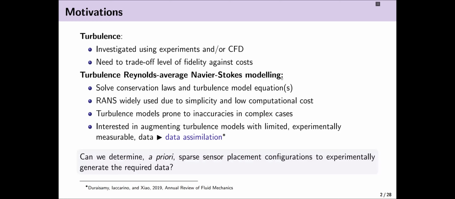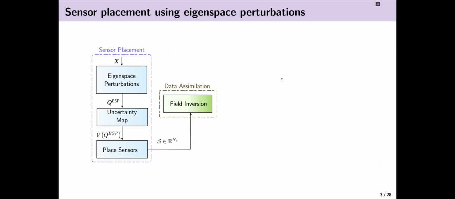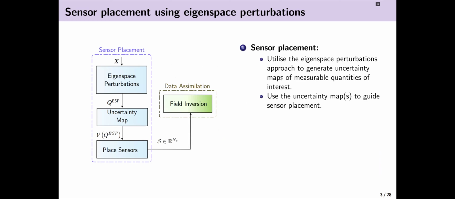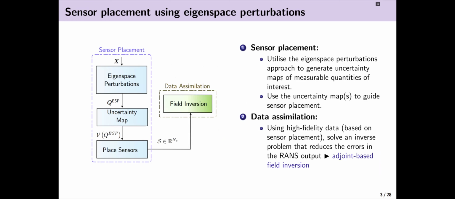So the task is to see if we can a priori determine where to place sensors to then use that for data assimilation. So here's the framework we've come up with for sensor placement. It involves this technique of eigenspace perturbations, which allow us to create a map of uncertainty in any flow variable. Then we can use that map to guide sensors to locations where we have highest uncertainty. And then once we have that sensor placement, we can perform data assimilation, which is based on the field inversion, which is an adjoint-based data assimilation approach.